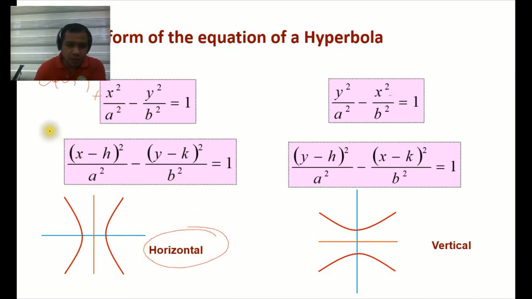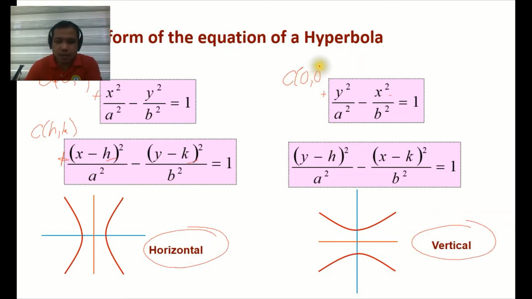Same thing goes with the center located in h, k. Kapag ang positive is si x, horizontal. On the other hand, kapag ang positive is si y, vertical na tayo. This example is from the origin, and this one is may value ng h, k for the center.